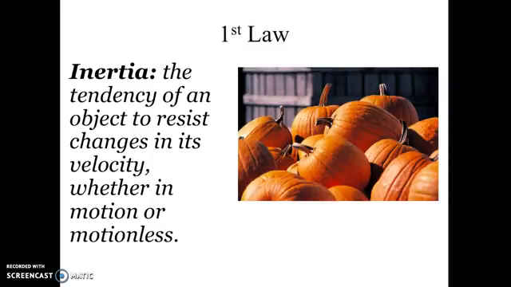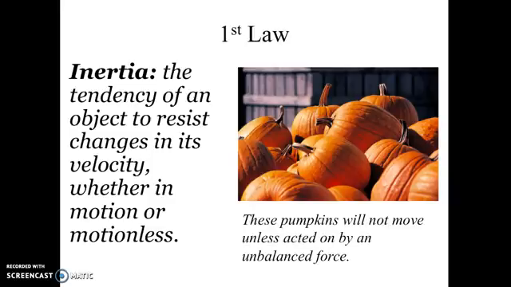So in an old-fashioned sense, first law was normally called the law of inertia. We don't really call it that anymore, but it was a nice description of what the law was. Essentially, inertia is the tendency of an object to resist changes in its velocity, whether it's in motion or it's motionless. So in other words, an object will try to continue at a constant velocity unless you can force it to change. Now, we tend more now to talk about momentum. Inertia really is an old-fashioned term. But inertia is a nice way of describing what first law is saying. So for example, these pumpkins will not move unless they're acted on by an unbalanced force. I literally have to force objects to change their velocity.